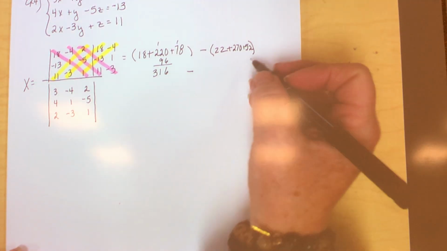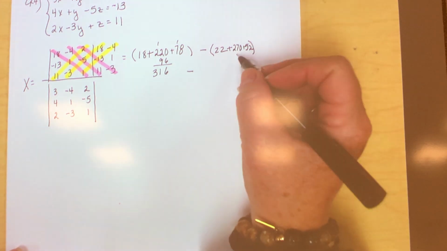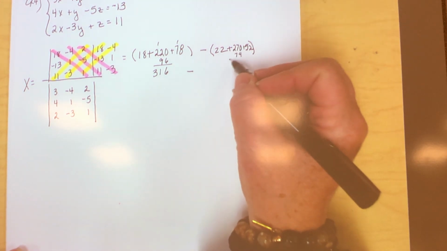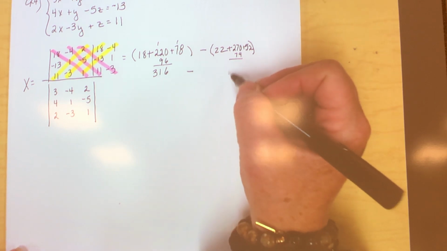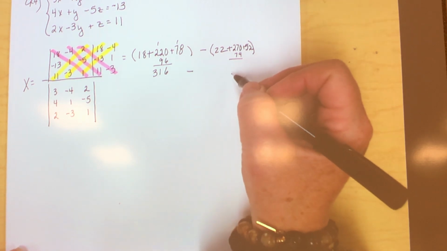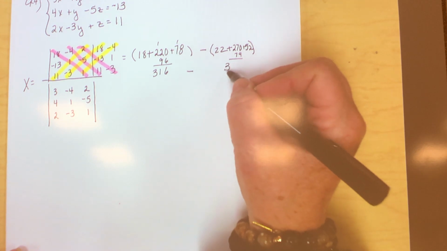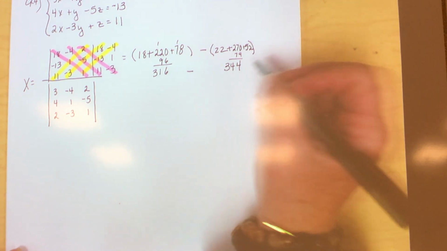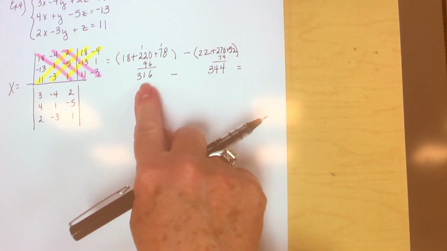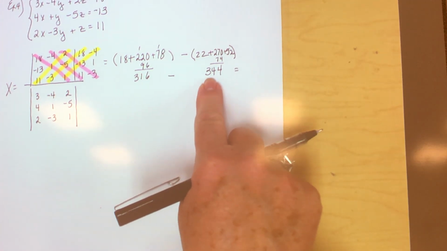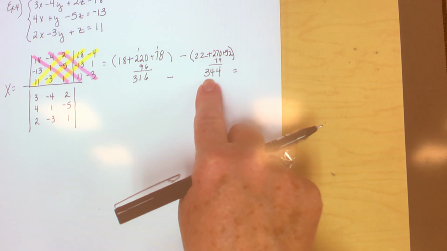Minus, over here, 22 and 52, that's 74, right? And 270 and 74 is 344. My brain was going 14, and I was like, nope, that's not right. So 316 minus 344, negative 28.